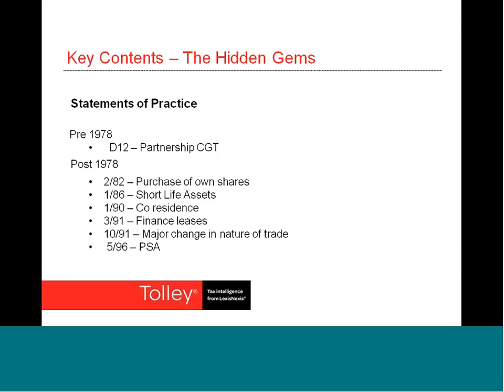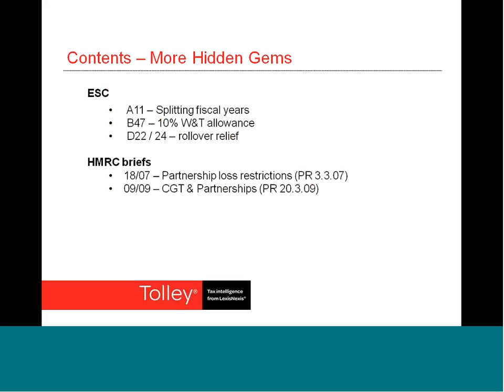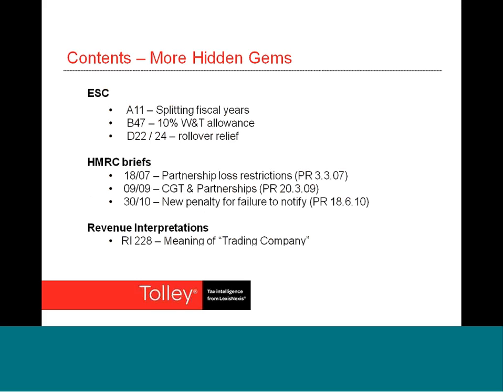What else have we got? We've got extra statutory concessions, things like something to do with the wear and tear allowance and rollover relief and restrictions on partnership losses. We've also got a really nice business brief on the new penalty as it then was for failure to notify, but it's written really nicely. And then we've got revenue interpretations as well. So, for example, meaning of a trading company. I would suggest you have a look at these different hidden gems, as I've called them. Make sure you know where they are in the legislation in case you want to find them again in the exam itself.